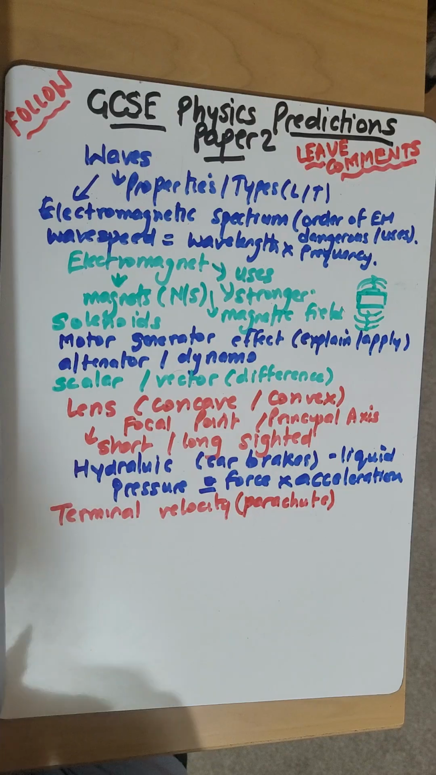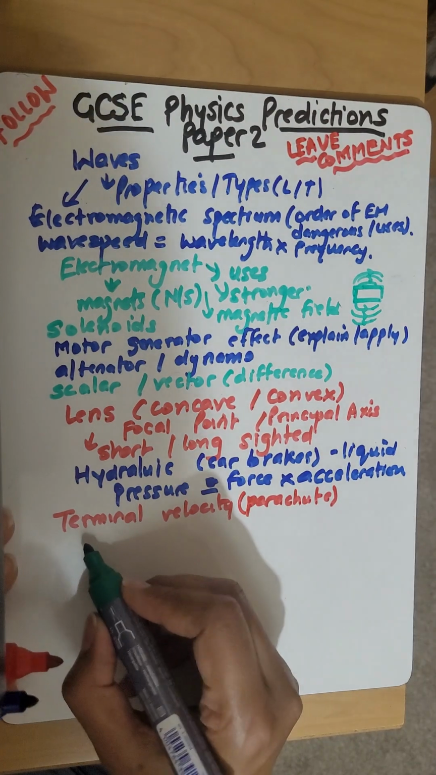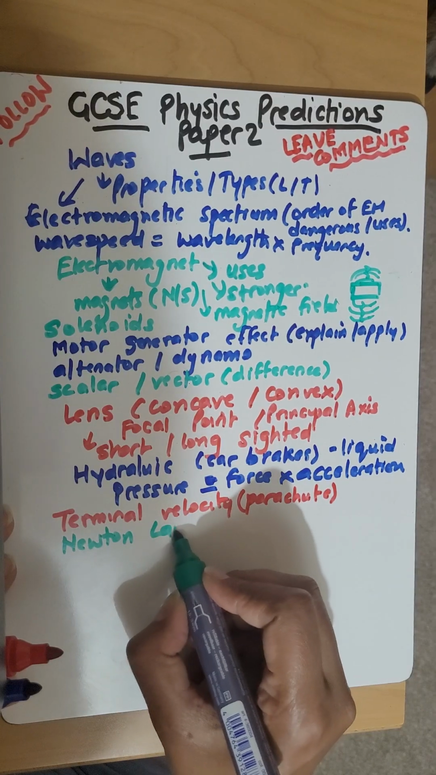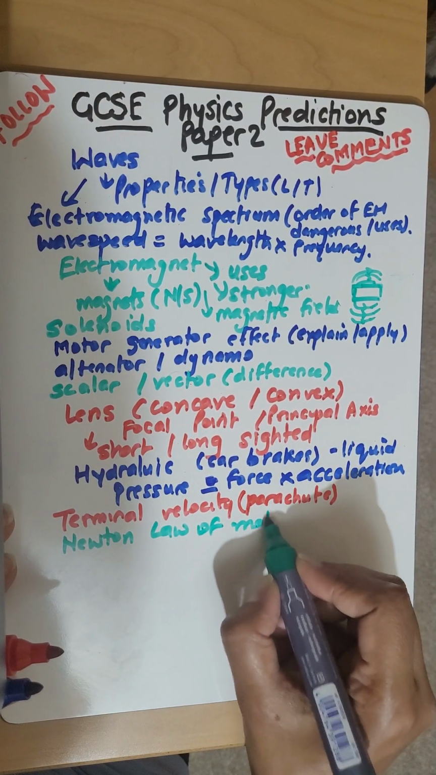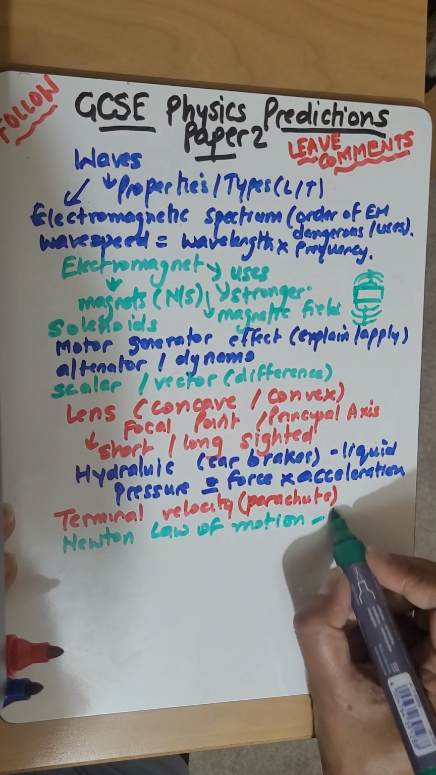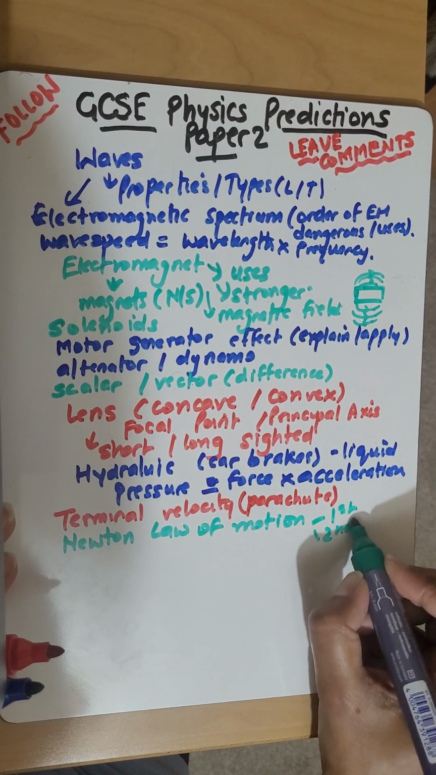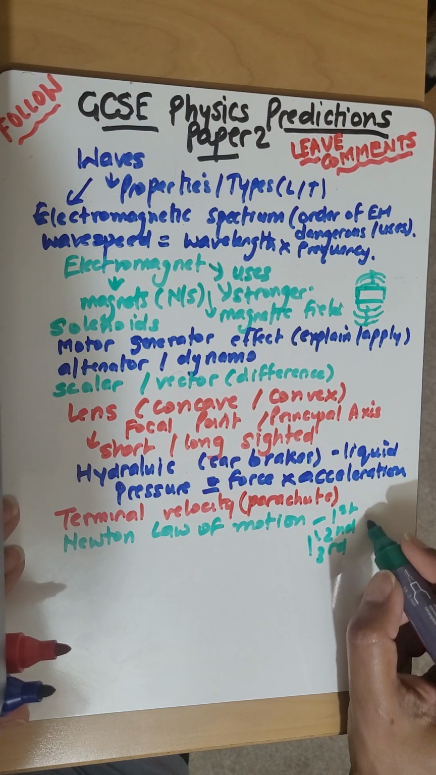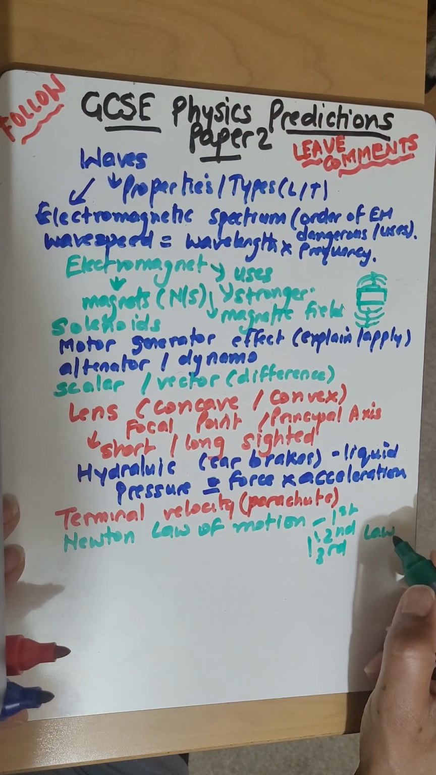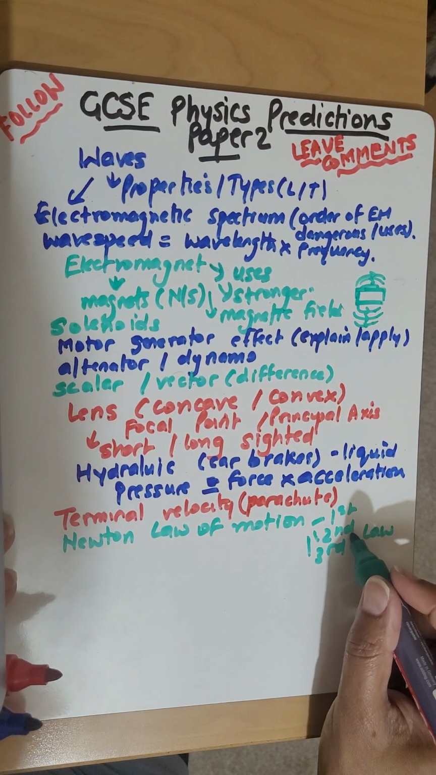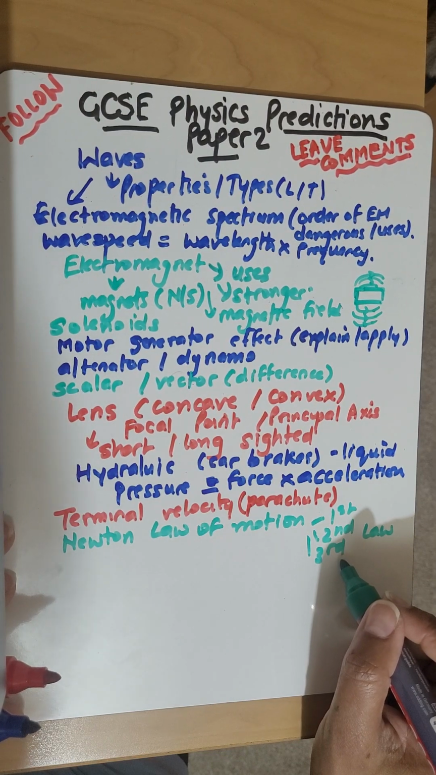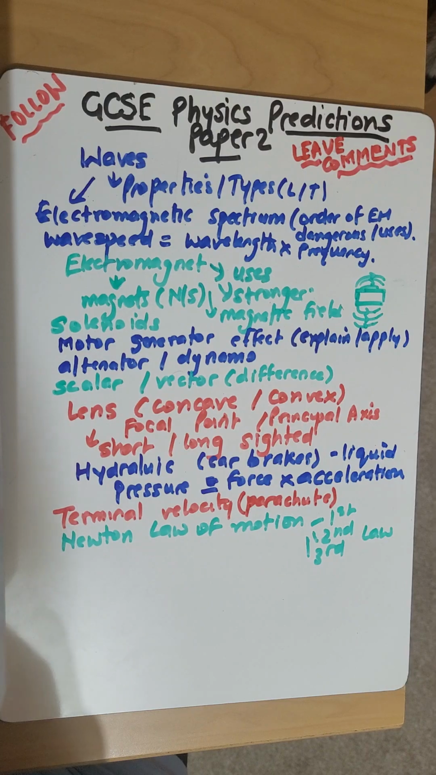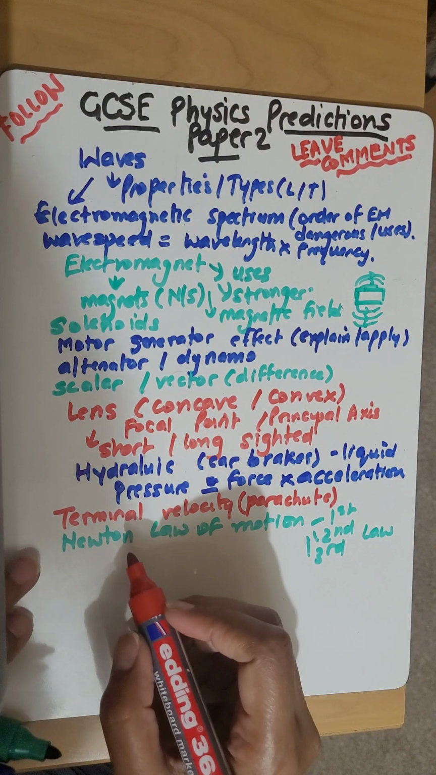You then got Newton's laws of motion. So you got the first, second and third law. The first law is the law of inertia. The second law is about force equals mass times acceleration. And then the third law is every action has an equal and opposite reaction. So make sure you have any examples and you're able to justify and explain that.